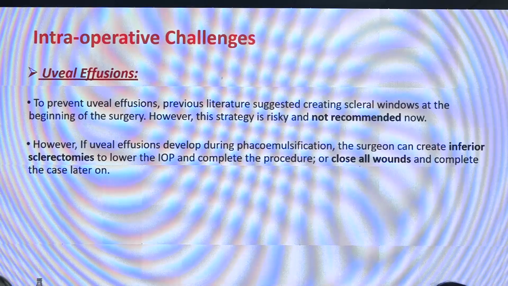However, if uveal effusions develop during phacoemulsification, the surgeon can create inferior sclerectomies to lower the IOP and complete the procedure if he is comfortable, or he can simply close all the wounds and complete the case later on, once the choroidal effusions settle down with steroids and cycloplegics.